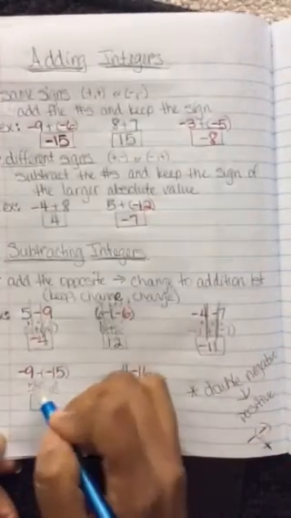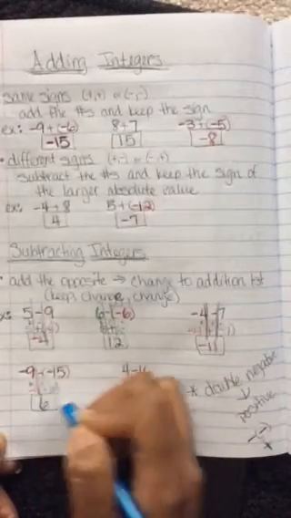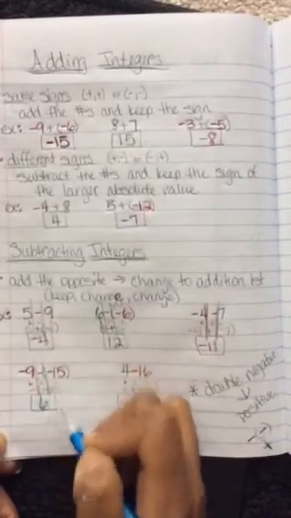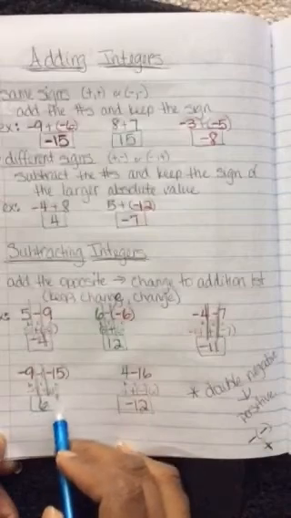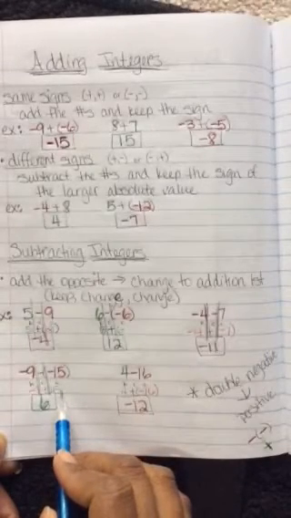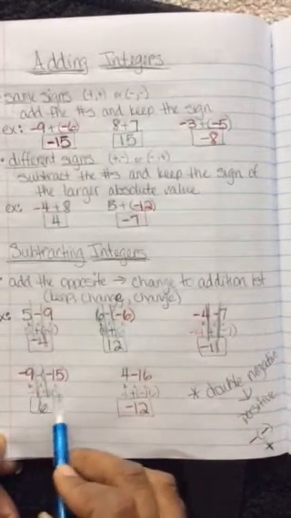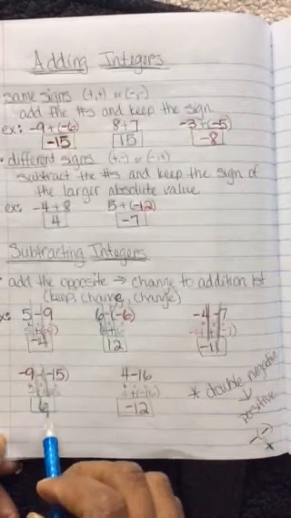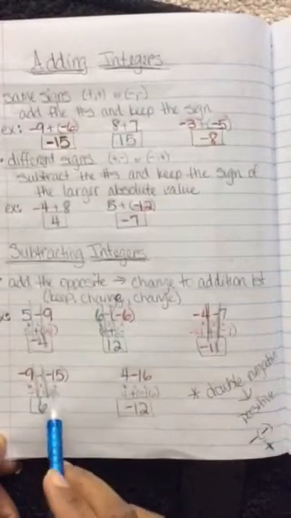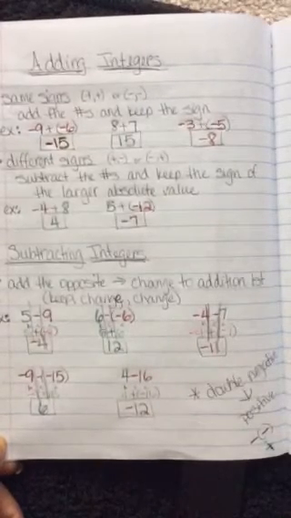The next example, we have a negative 9 in the front. The minus sign in the middle is going to change to a plus. And the negative 15 at the end changes to a positive 15. So now they're different. So I'm going to subtract the numbers, and I get 6, and my answer stays positive because there's more positives.